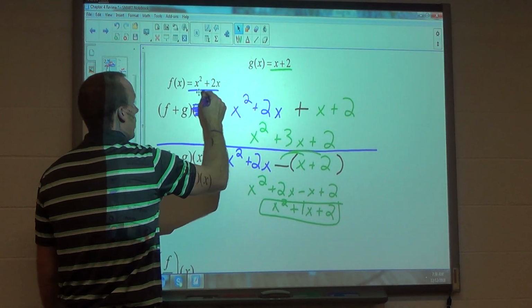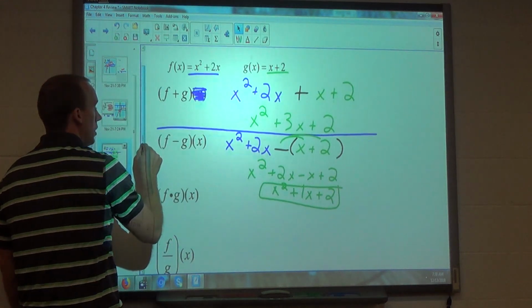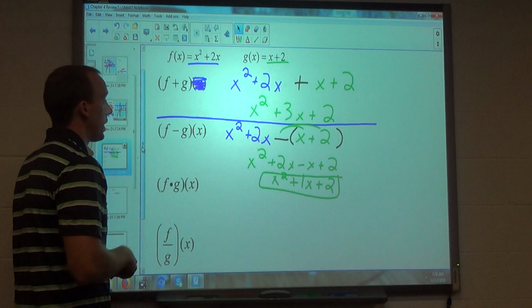I'll move these down a little farther so we can see them. I'm going to slide down my page. Okay, so next one up is multiplication.